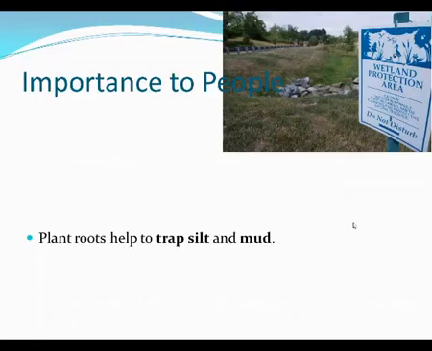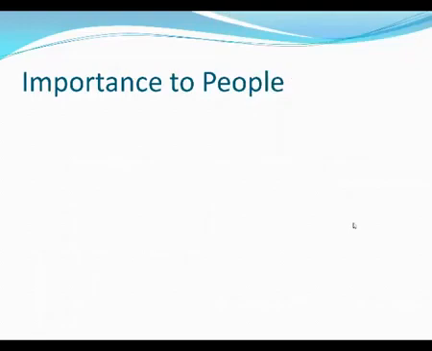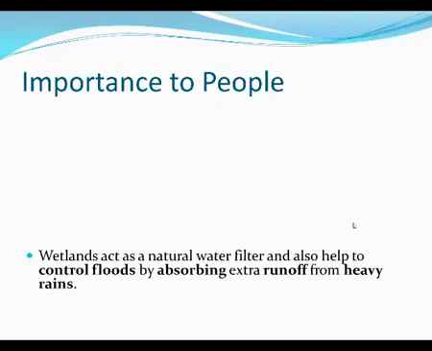Plant roots help to trap silt and mud. That keeps those materials from washing off into nearby rivers and streams. Wetlands act as a natural water filter. They also help to control floods by absorbing extra runoff from heavy rains.